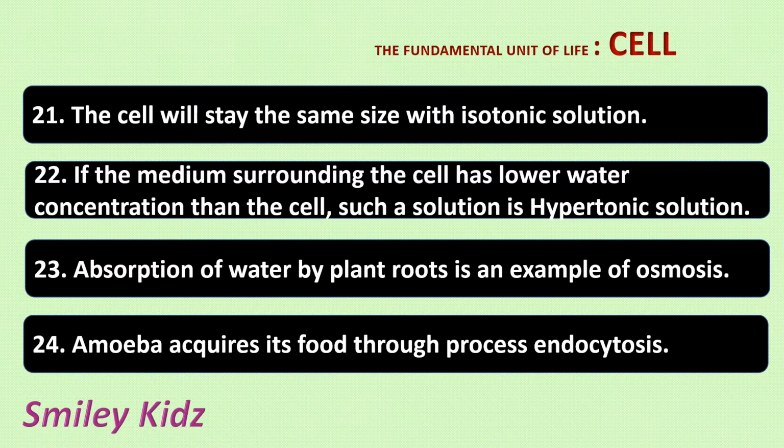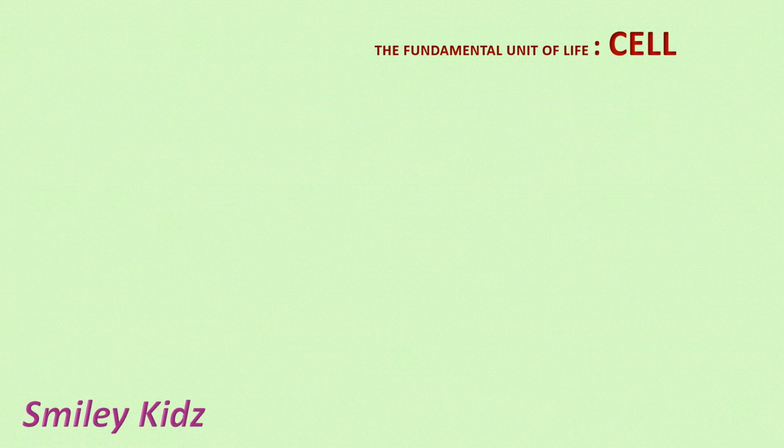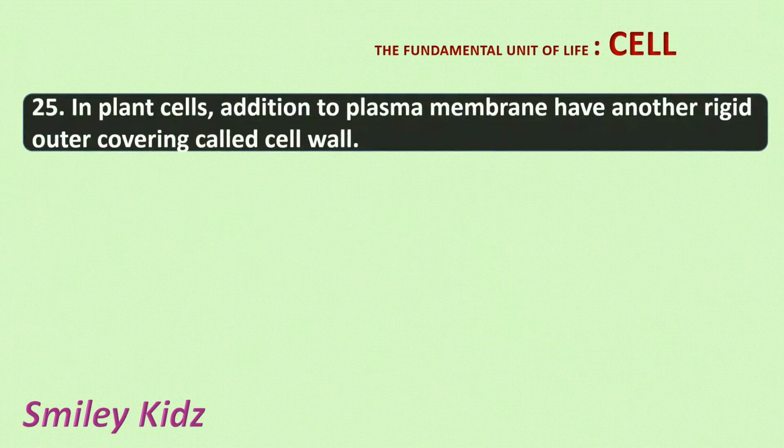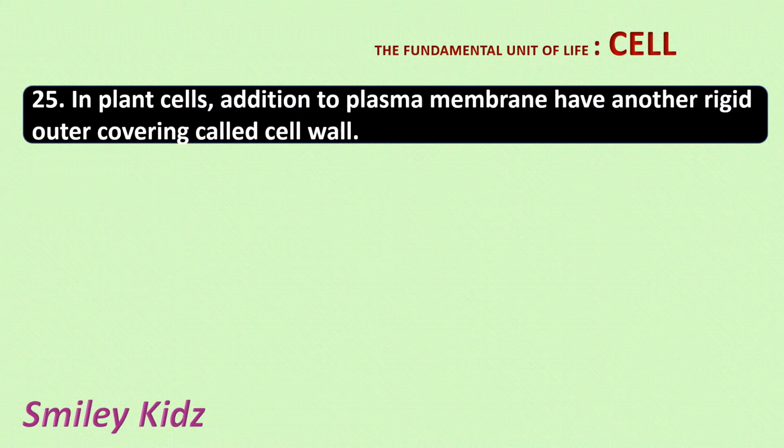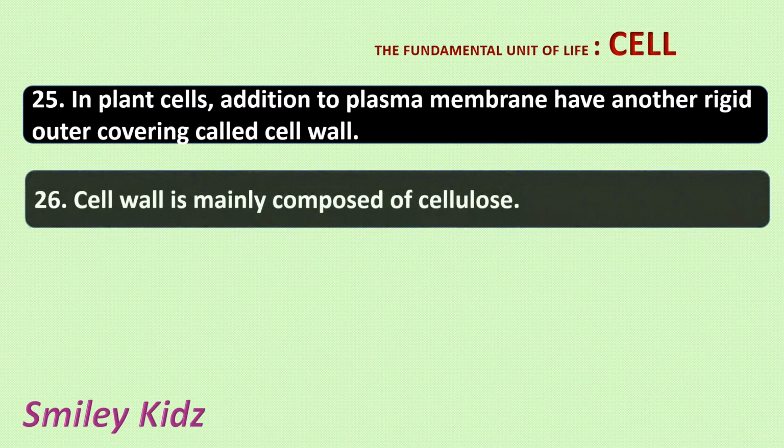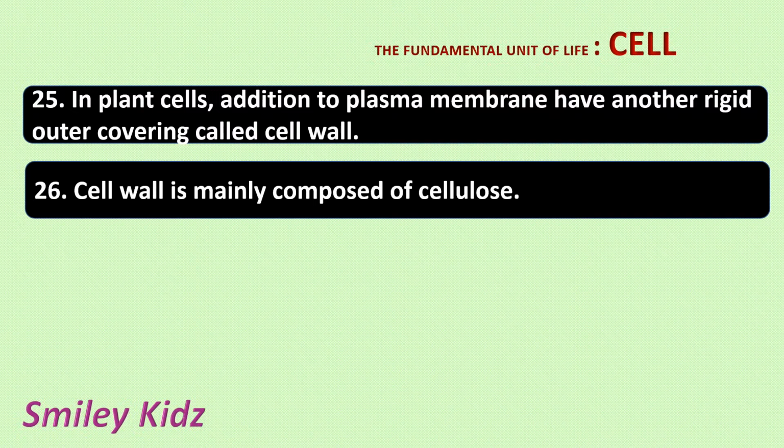Amoeba acquires its food through a process called endocytosis. In plant cells, in addition to the plasma membrane, there is another rigid outer covering called cell wall. The cell wall is mainly composed of cellulose.